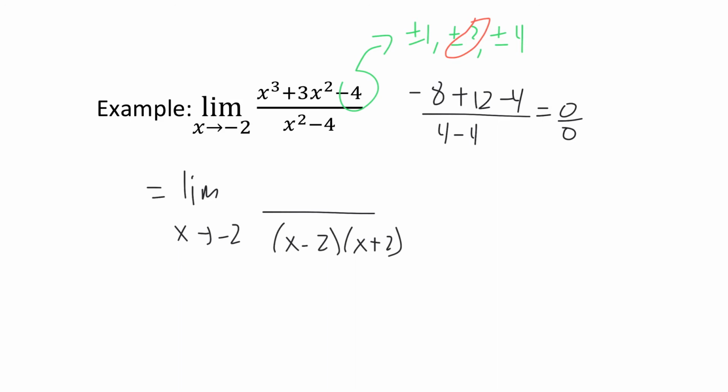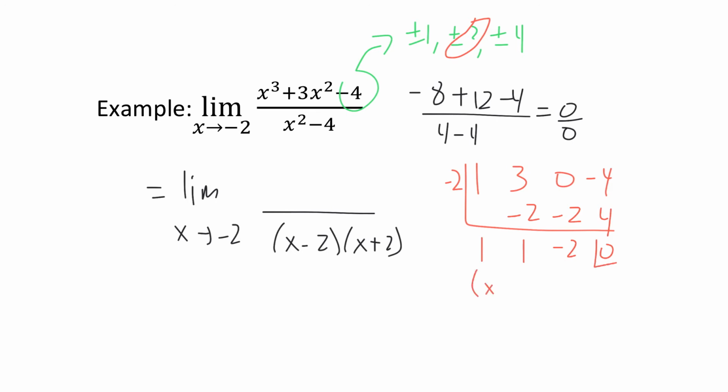So let's do a little synthetic here. We've got 1, 3, 0, and negative 4. We're going to use our negative 2. So we'll get 1, negative 2, 1, negative 2, negative 2, 4, and 0. Which tells us that our factored version would be x plus 2, and then x squared plus x minus 2.